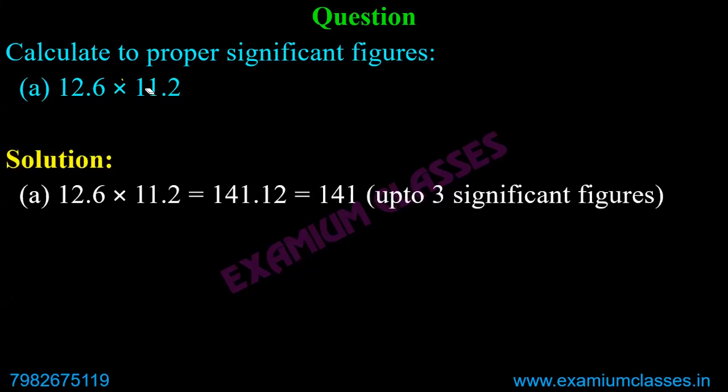So if we multiply these two, we will get 141.12. But this has five significant figures. So we need to round it off in such a way that it has only three significant figures and the value is not too different. It has to remain close. The correct answer will be 141 because it has three significant figures, although you get 141.12. So that is the rule of multiplication you applied.